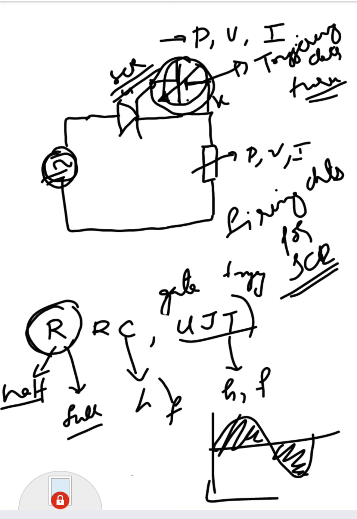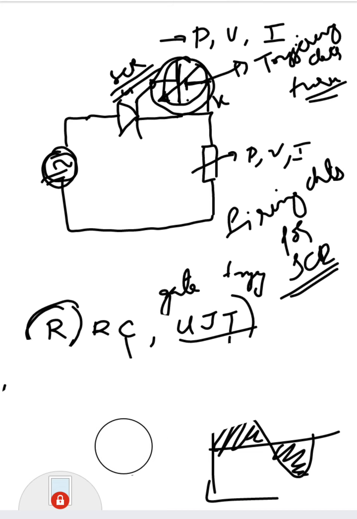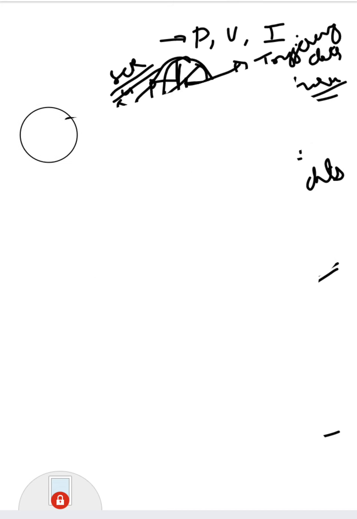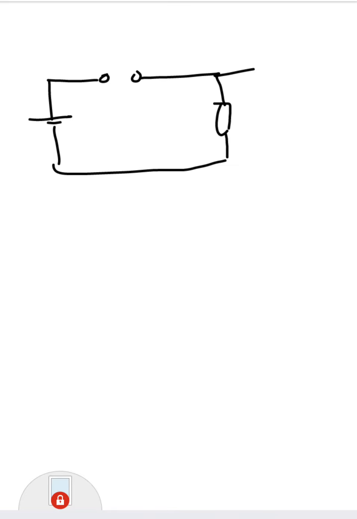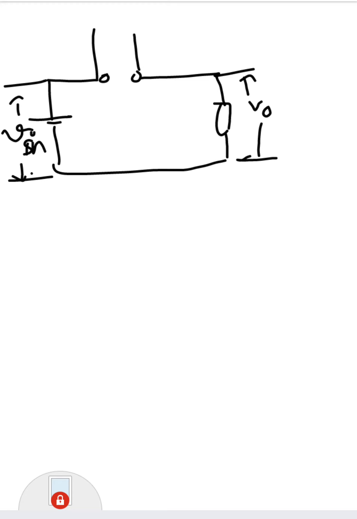What is the meaning of resistance triggering circuit? Before going into the triggering circuit, we need to learn these basic things. Assume that there is a source. Okay, assume that this is a switch and this is the load. The load voltage, output voltage is V0, and input voltage is Vs, or V in. This is a switch, so I'll be representing the voltage across the switch as Vs.